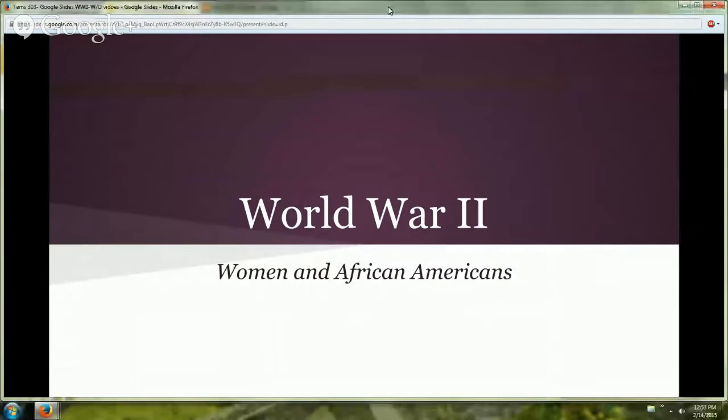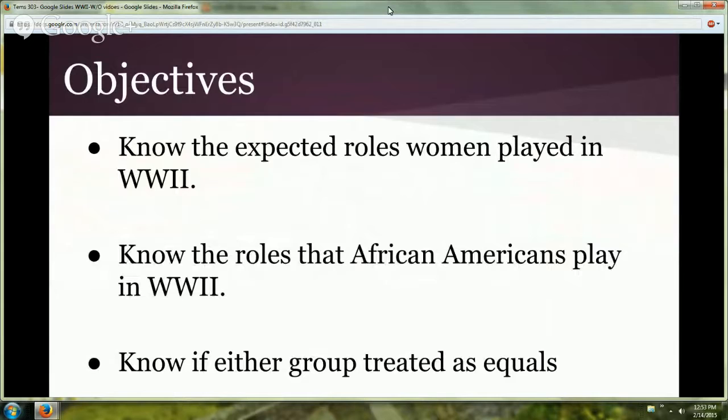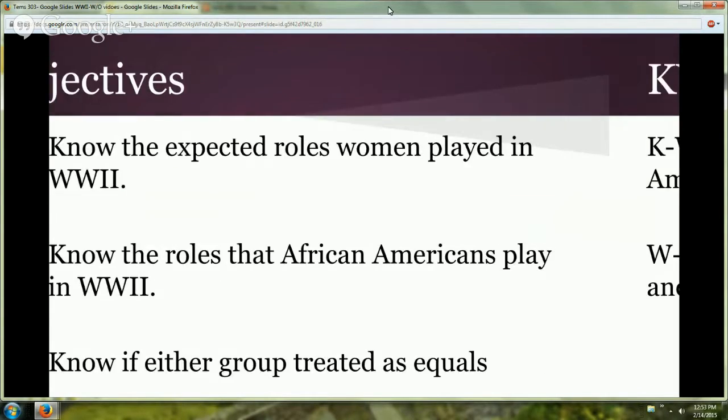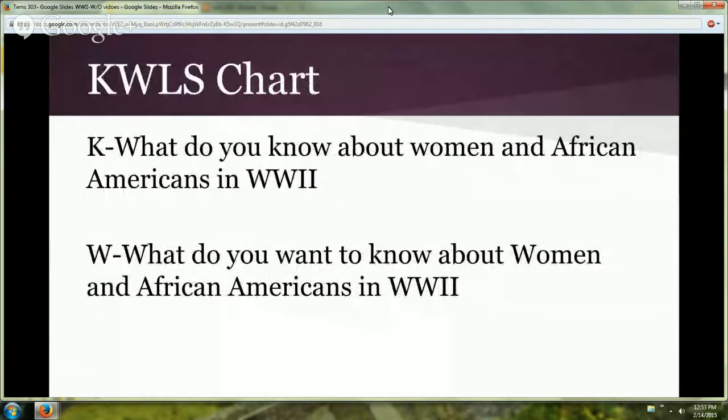Today we will be learning about the roles of women and African Americans in World War II. The goal of this lesson is to understand the roles that women and African Americans played in World War II and if those roles were equal to their counterparts. We will start with a KWLS chart.